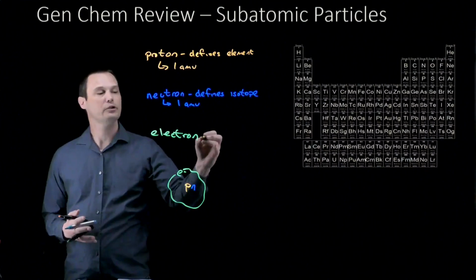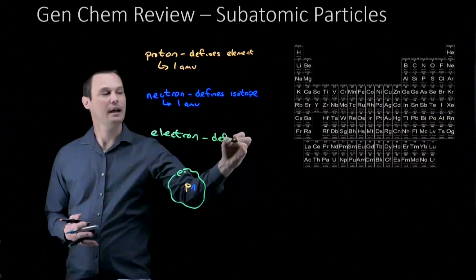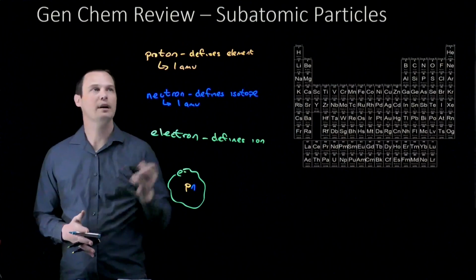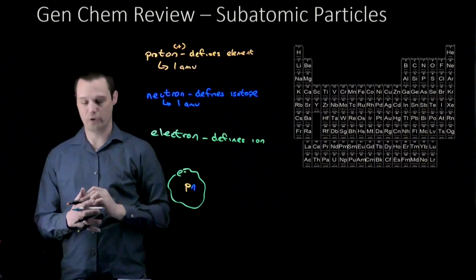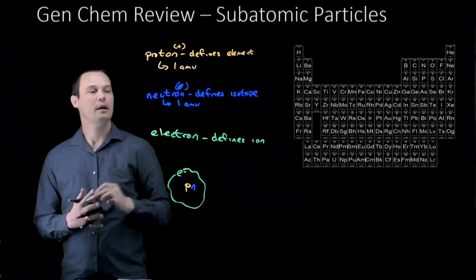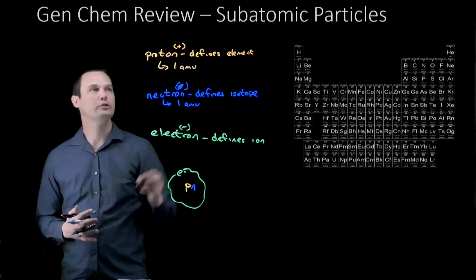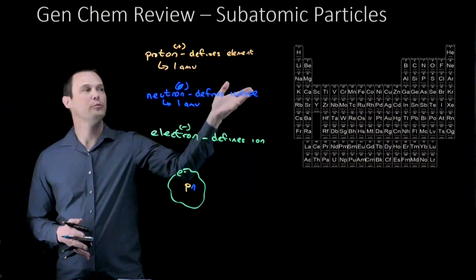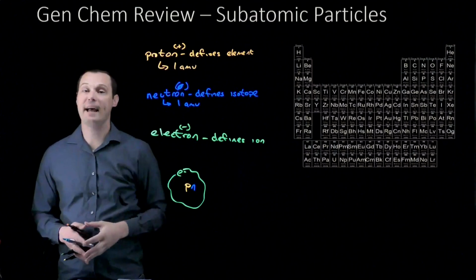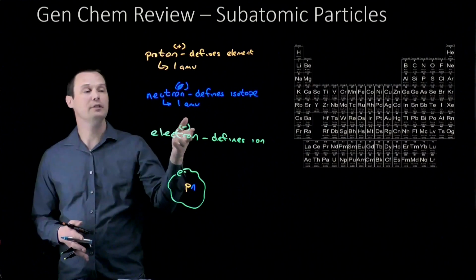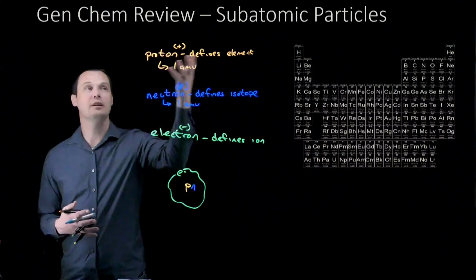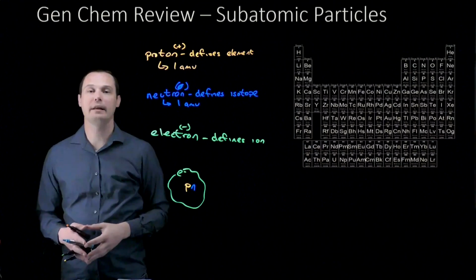Finally, the number of electrons. The electrons define the ion of the element. Protons have a positive 1 charge, neutrons are electronically neutral, and electrons have a negative 1 charge. If protons are positive and the number of protons defines the element, the number of protons has to stay constant. That means the number of electrons, the number of negative units, offsets the number of positive units and gives us the overall ionization of the atom.